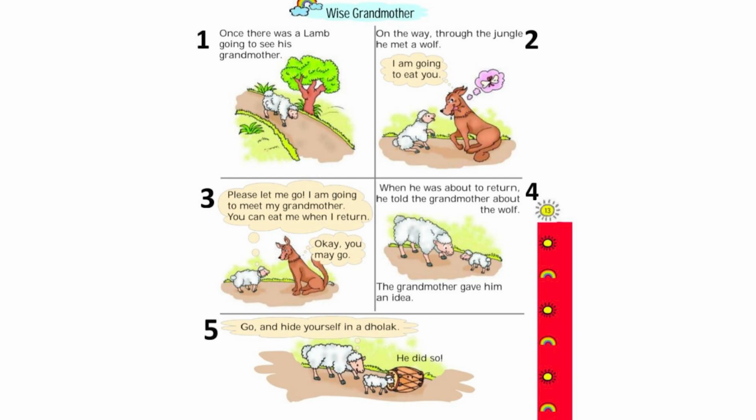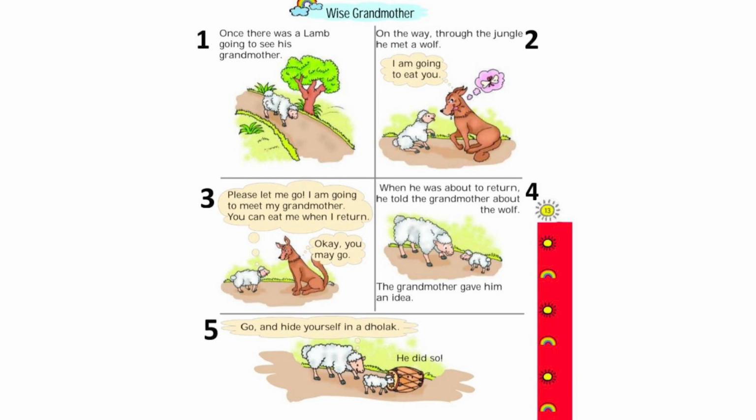Look at the second picture. On the way through the jungle, he met a wolf. Now I will explain this. So when the lamb was going to meet his grandmother, it met the wolf. In the second picture, the wolf said to the lamb, "I am going to eat you." So the wolf said to the lamb, "I will eat you now."